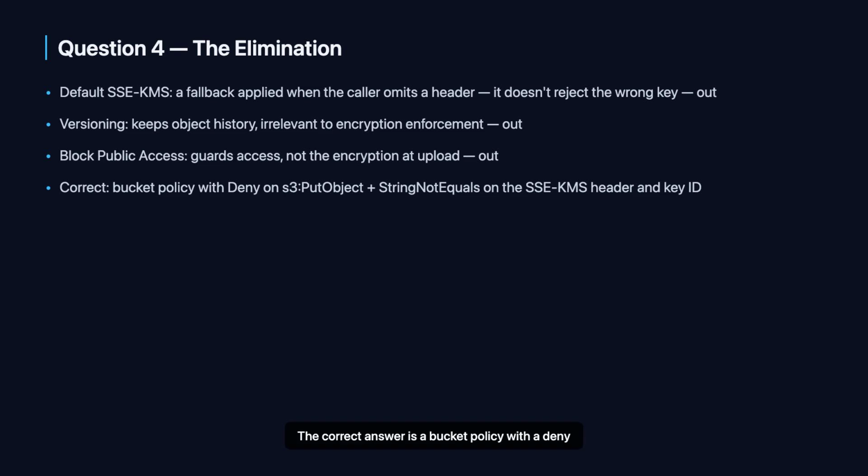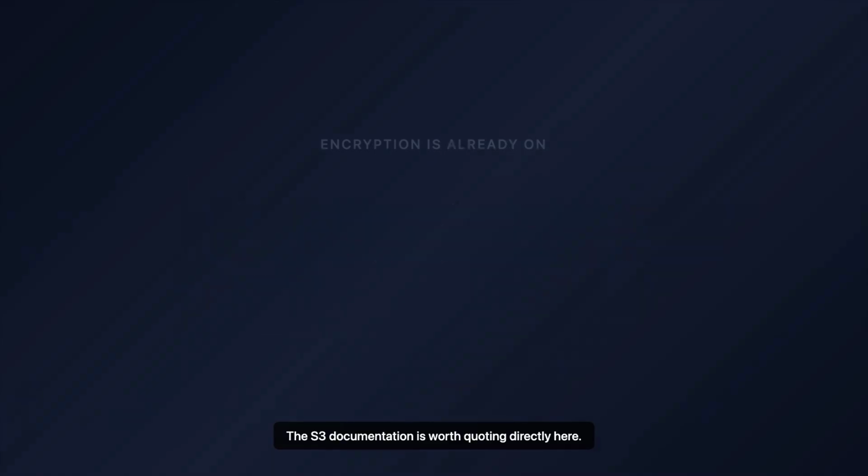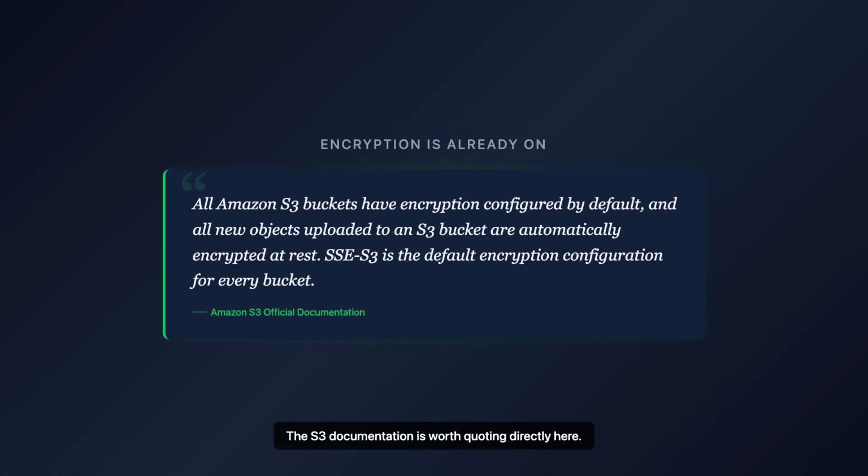The correct answer is a bucket policy with a deny on PutObject, conditioned on StringNotEquals against the SSE-KMS header and a specific key ID. That's the sign on the door and the bouncer enforcing it. This is exactly how Megacorp locked down its contracts bucket back in episode 7. The S3 documentation is worth quoting directly here.